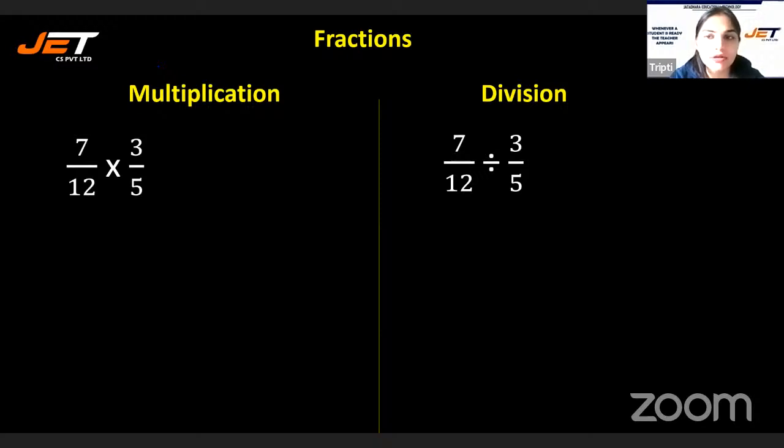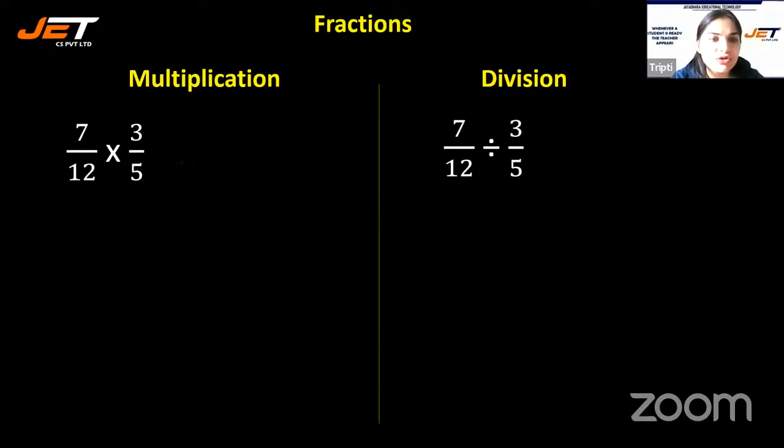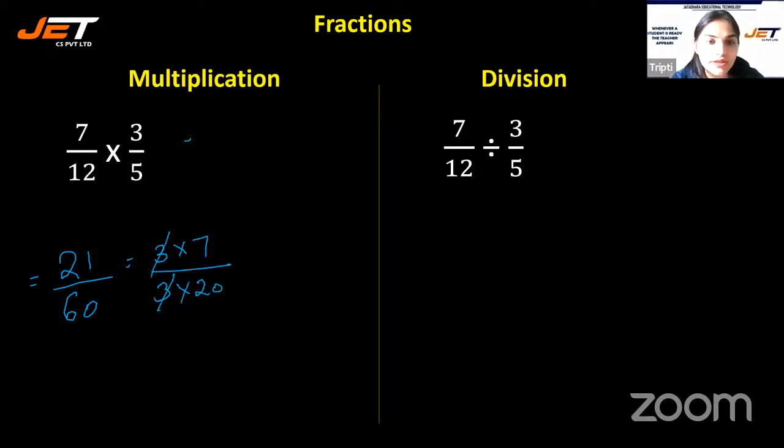Okay, now let's solve it. These questions are very, very easy and hardly take 10 to 15 seconds. So 7 times 3 is 21. 12 times 5 is 60. Simple. Here, how can I simplify it? It's 3 times 7 and 3 times 20. Okay, so the answer is 7 by 20.